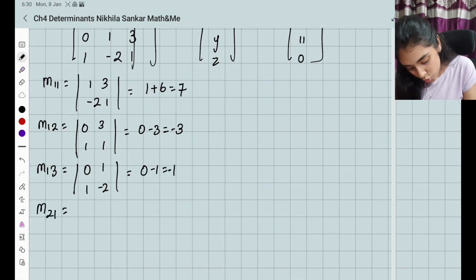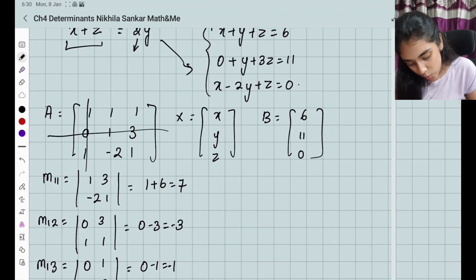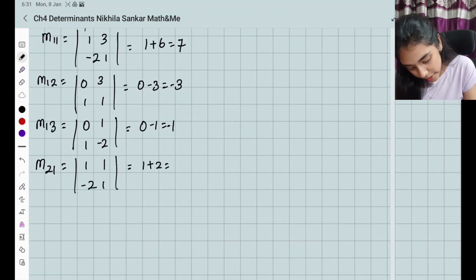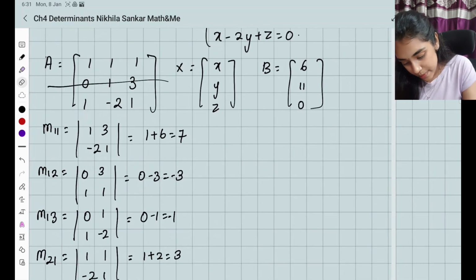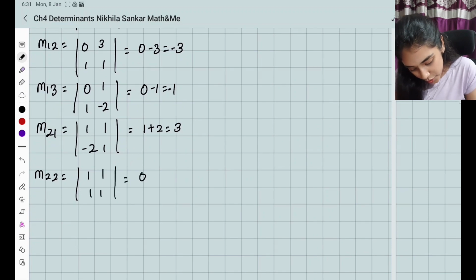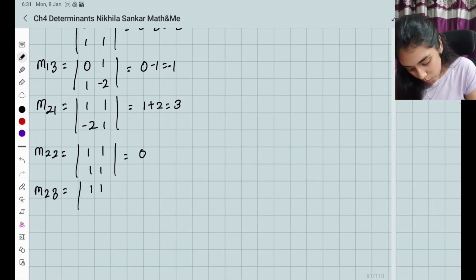Then m21 is going to be, hiding this, 1 1 minus 2 1. So this is going to be 1 minus of minus 2, which is going to be 3. Then m22. Hide this step by step like this, only then it will come out right. M22, I'm going to hide this and this, so I have 1 1 1 1. So this is going to be 0. Then m23 is going to be determinant of, hiding this, 1 1 1 minus 2, which is minus 2 minus 1, minus 3.